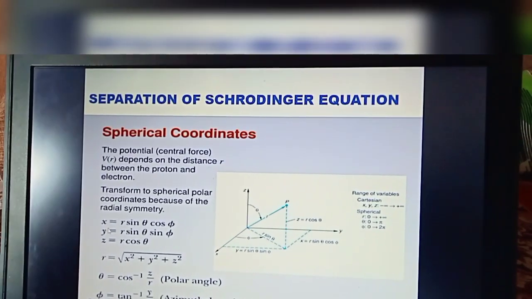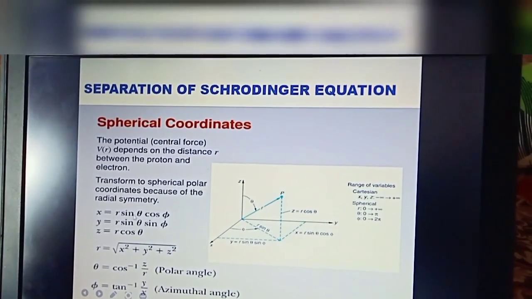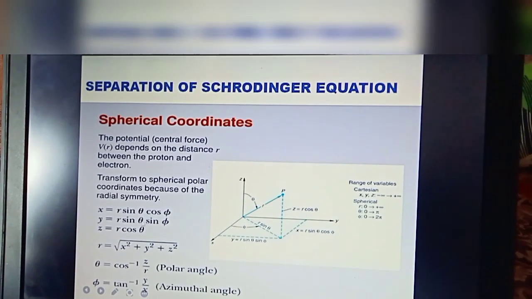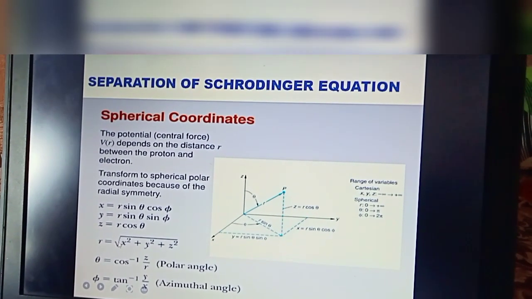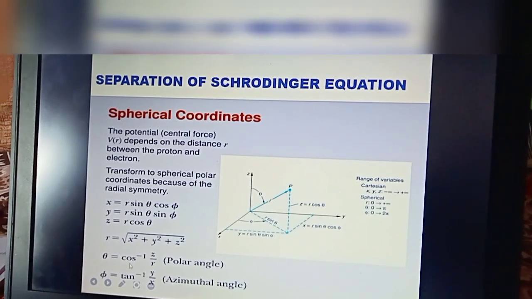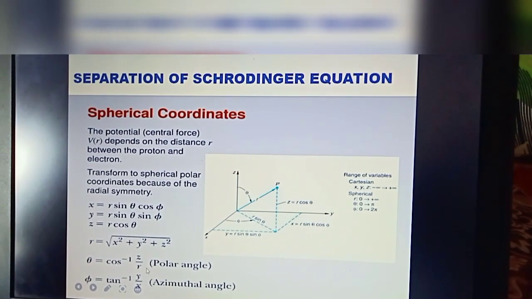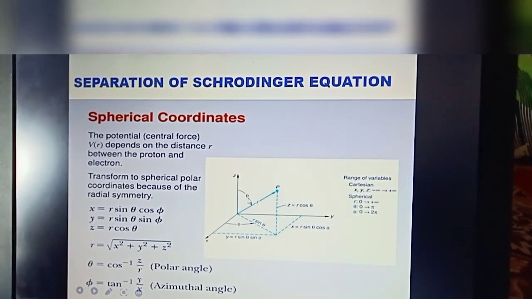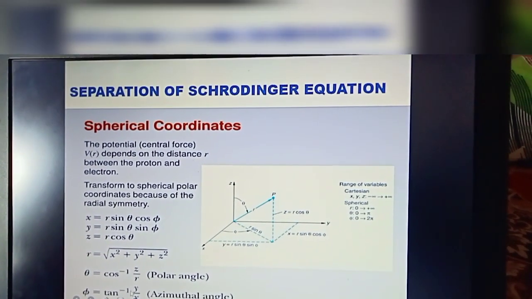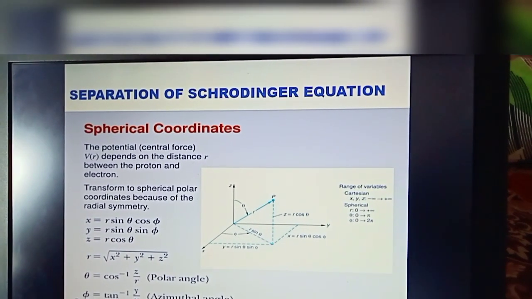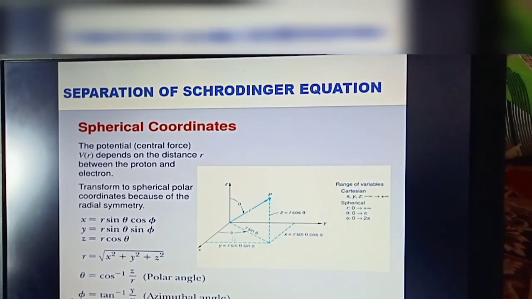The spherical polar coordinates are: x equals r sin theta cos phi, y equals r sin theta sin phi, z equals r cos theta, and r equals the square root of x squared plus y squared plus z squared, and theta will be cos inverse of z by r. This is the polar angle, which is represented by theta in our diagram, and phi equals tan inverse of y by x, which is the azimuthal angle, represented in our diagram as phi.